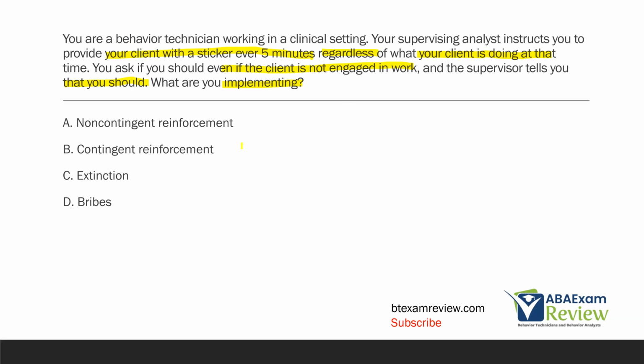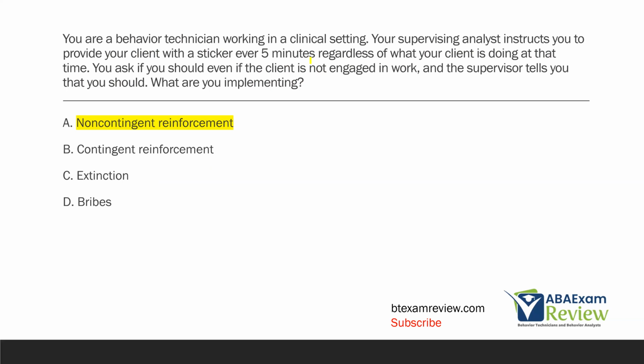Contingent reinforcement, again, is if you're working, then you get a sticker. That's contingent, if-then. If, in this case, we just have you get a sticker no matter what, that's non-contingent. Understand that difference. It's not extinction because we're not withholding reinforcement for a previously reinforced behavior. And it's not a bribe. A bribe is when you say, I'm going to give you this, now you have to engage in the behavior. We're not putting any demand on them. We're not requiring anything of them. We're just saying every 5 minutes, no matter what they're doing, they're getting reinforcement. That sticker is not contingent on anything except for that 5-minute clock.